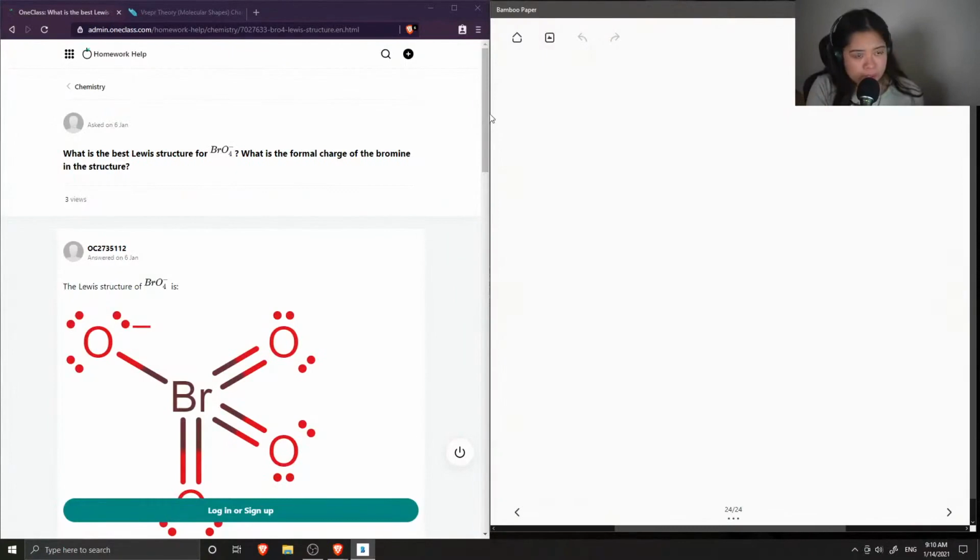Okay, so question number 5. What is the best Lewis structure for, I believe this is called the bromate ion, but basically BrO4 minus. And what is the formal charge of the bromine in the structure? So first, let's count out the total number of valence electrons.